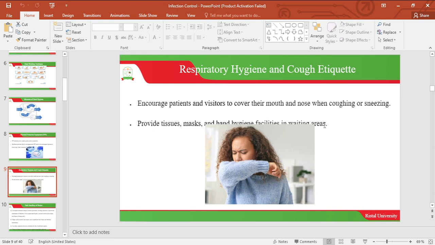Let's look at the respiratory hygiene and cough etiquette. Encourage patients or visitors to cover their mouth and the nose while coughing or when sneezing. Provide tissue, masks, and hand hygiene facilities in waiting areas, mostly in the hospital, in the primary health care centers, and units. If somebody is coughing, he or she should fold the arm, then cough into the bend of the elbow as depicted in the diagram.